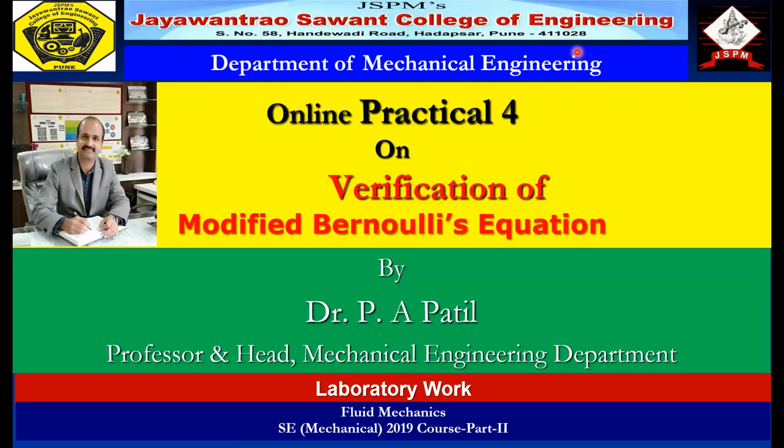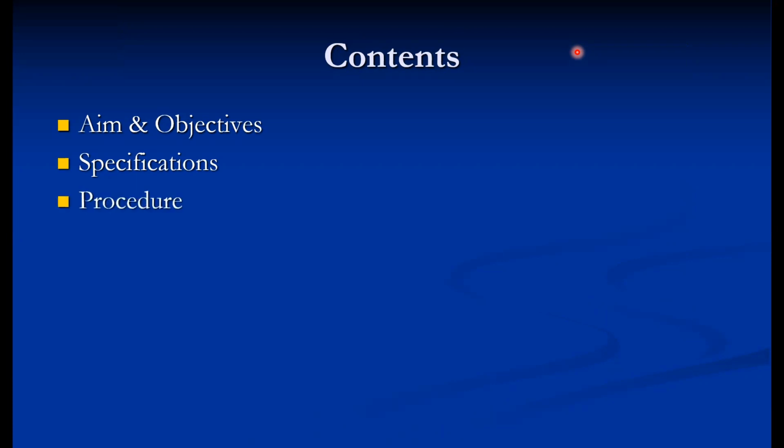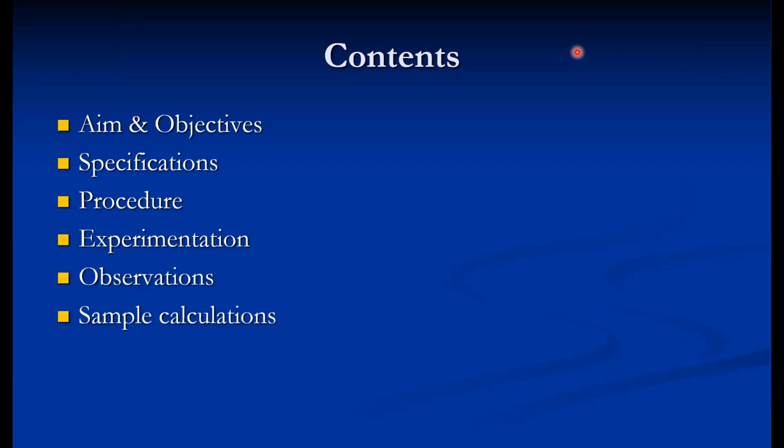Welcome back to the fourth practical, or in fact, the fifth experiment on laboratory work of fluid mechanics. That is the verification of modified Bernoulli's equation. So the content of this experiment: the aim and objectives as usual, the specifications of the setup, then the procedure part, then actual experimentation through a lab video, observations taken, sample observations, then sample calculations, results and discussions, and conclusions.